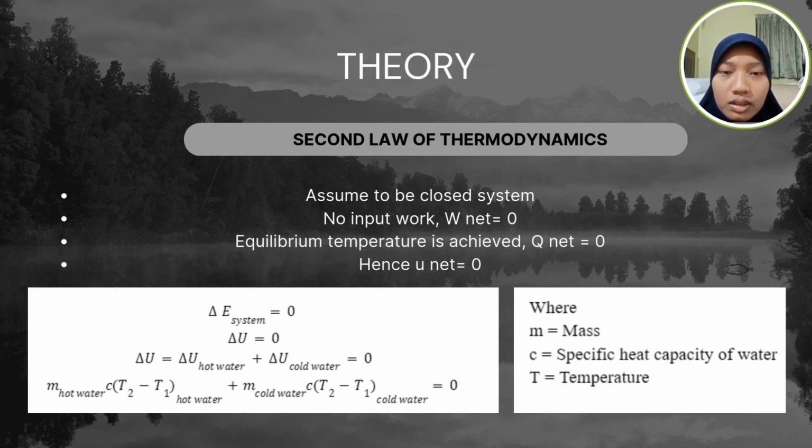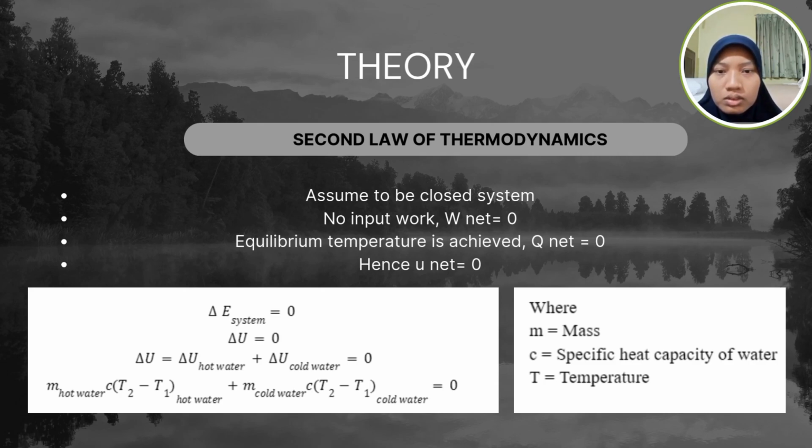Assume the experiment to be a closed system. No input work means the net work is equal to 0, and so the equilibrium temperature is achieved. So Q net will be equal to 0, hence ΔU net is equal to 0. So total ΔE of the system is equal to 0. That means the total ΔU of the system is also equal to 0.